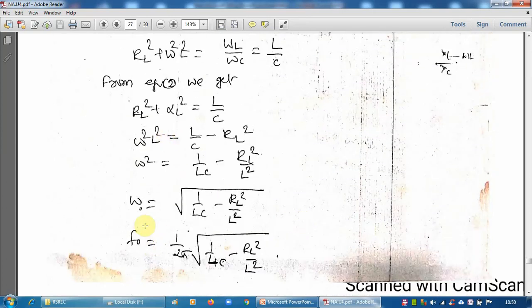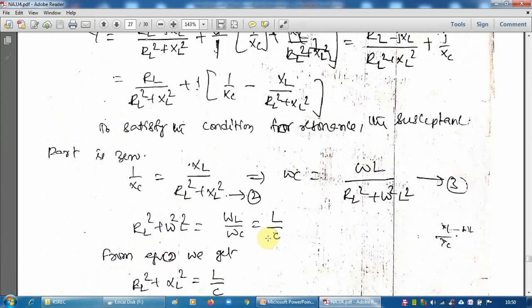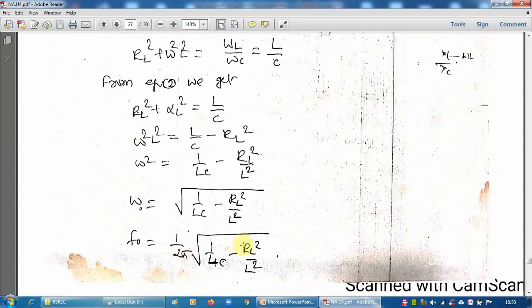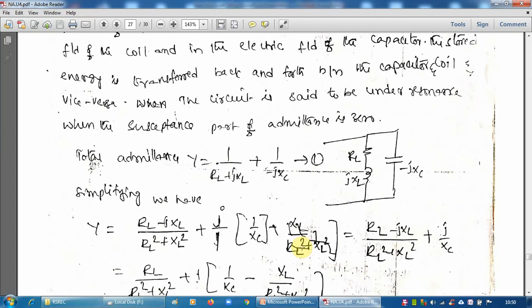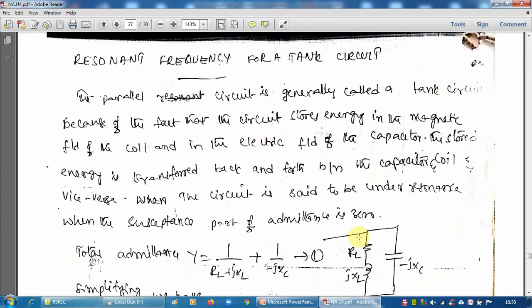That we have written, and by equating and simplifying, we will get an expression of this. This is another expression for the resonant frequency of this circuit. This circuit is called a tank circuit. Even the previous practical circuit can also be called a tank circuit.